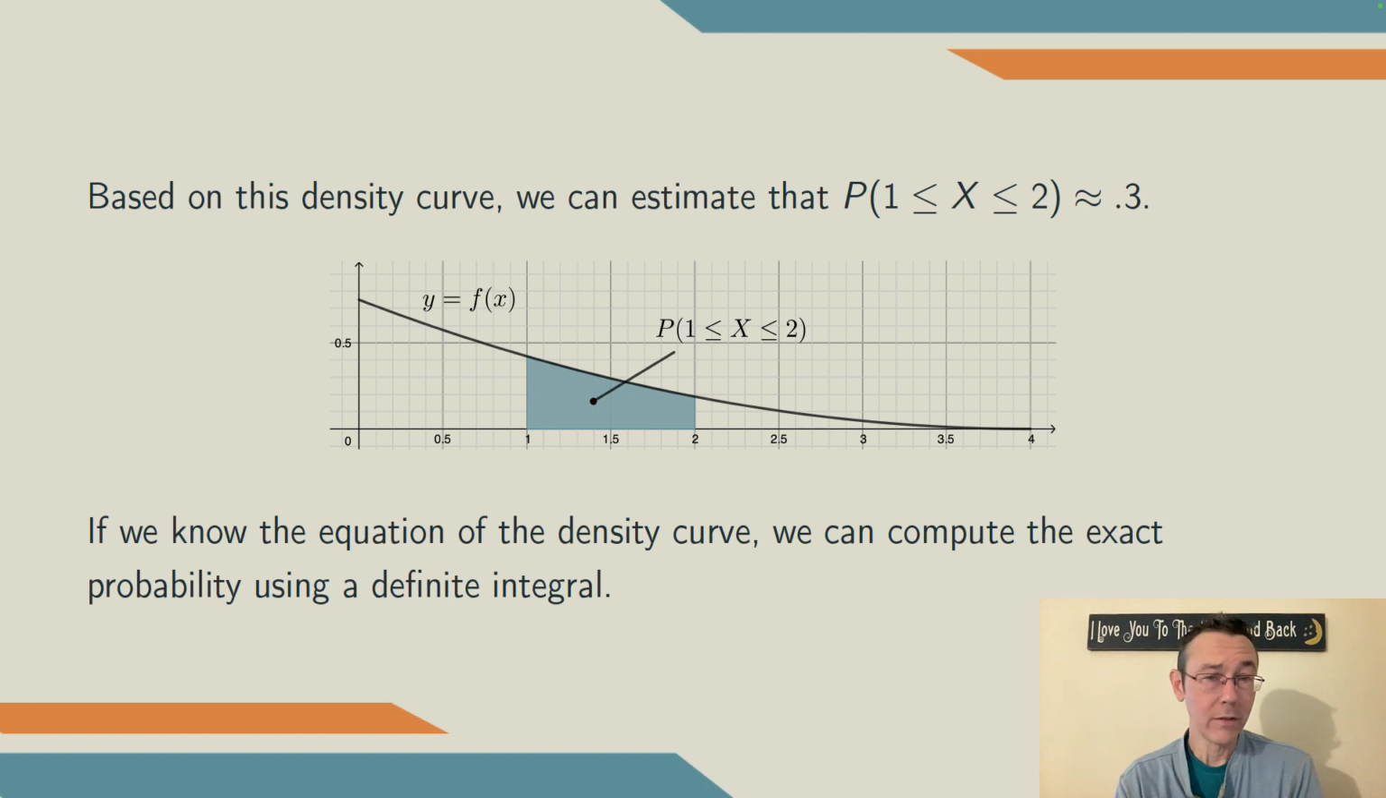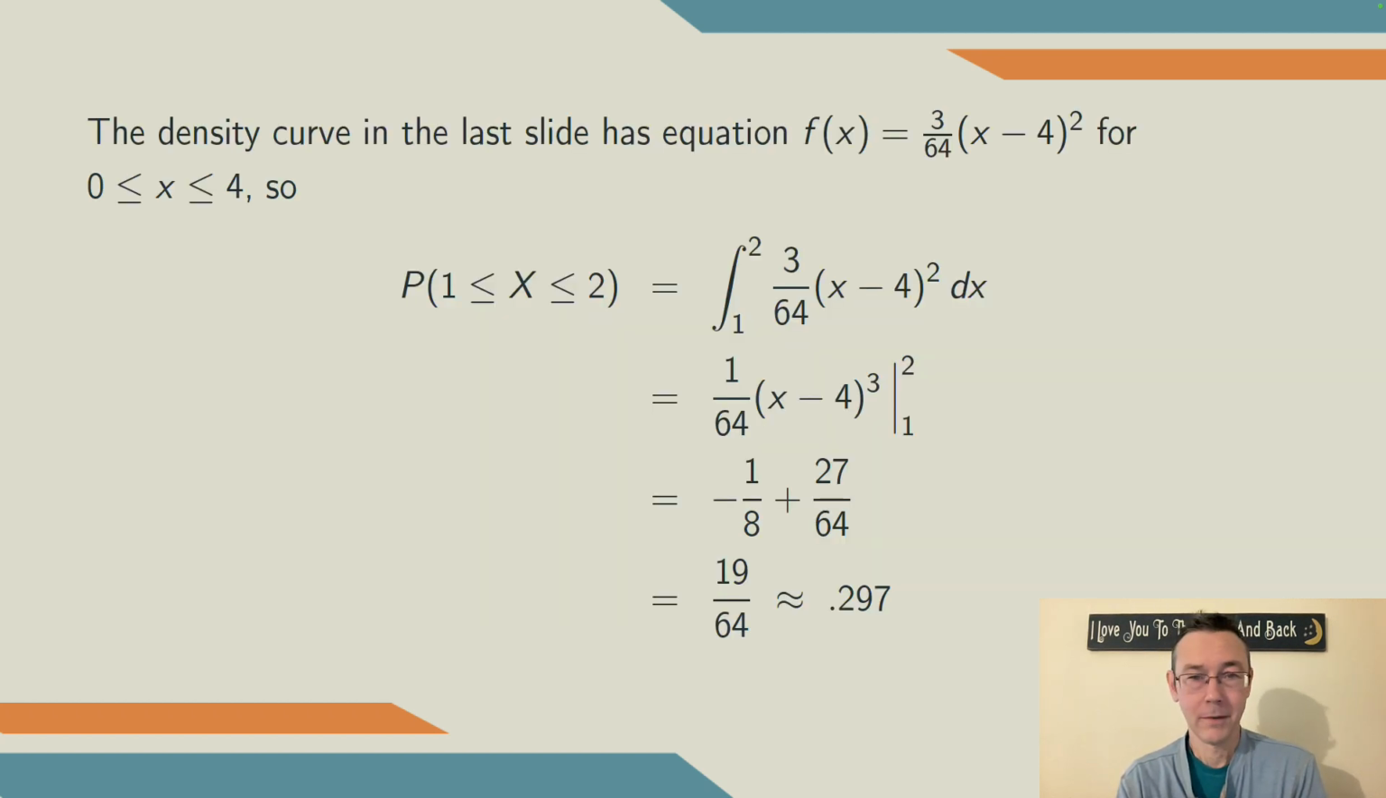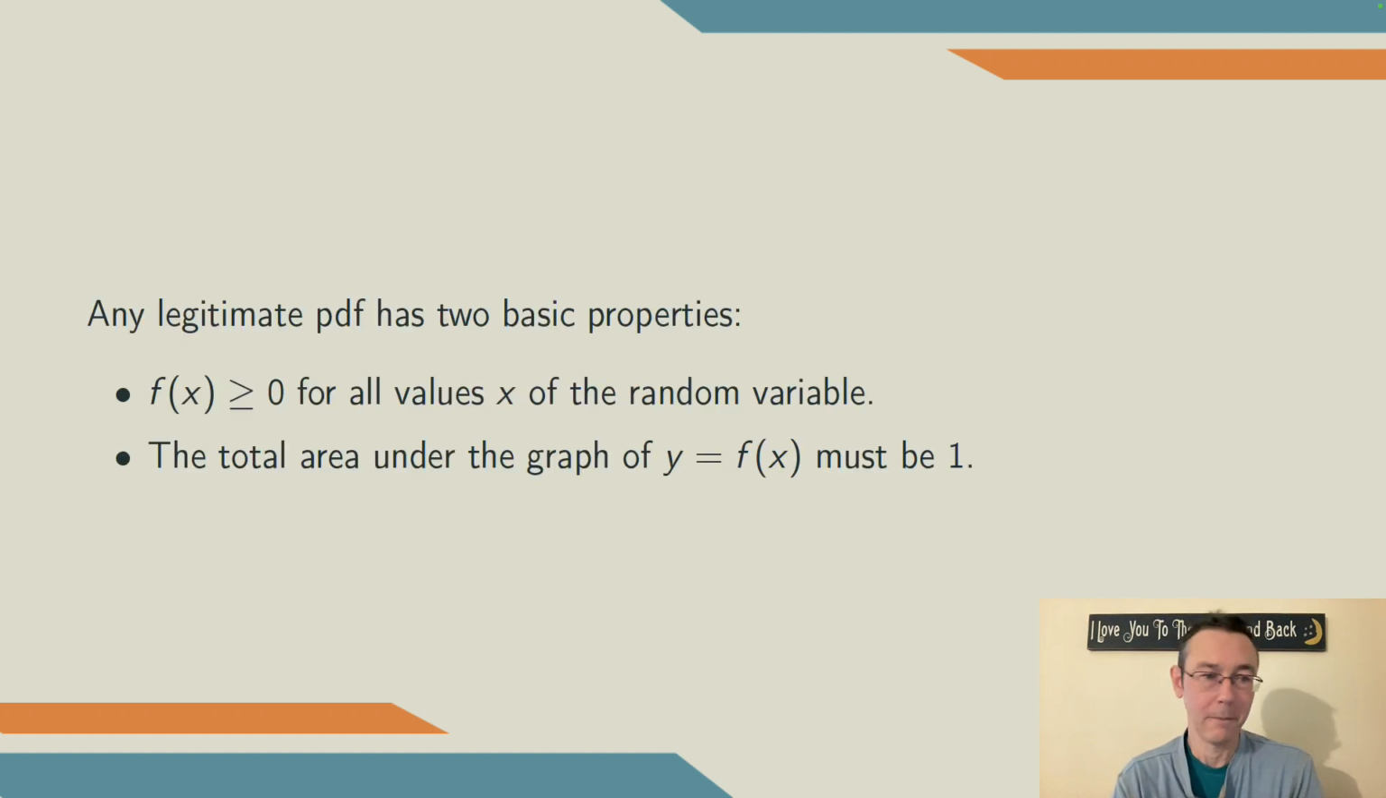If we know the equation of the density curve, we can compute the exact probability using a definite integral. So let's actually do that. The density curve in the last slide has equation 3/64 (x − 4)² for x between 0 and 4. So to find the probability that x is between 1 and 2, I integrate that function over that interval. I do a little bit of work, or maybe do this using technology, and I get about 0.297. So my estimate, just visually from looking at the graph a minute ago, wasn't too bad.